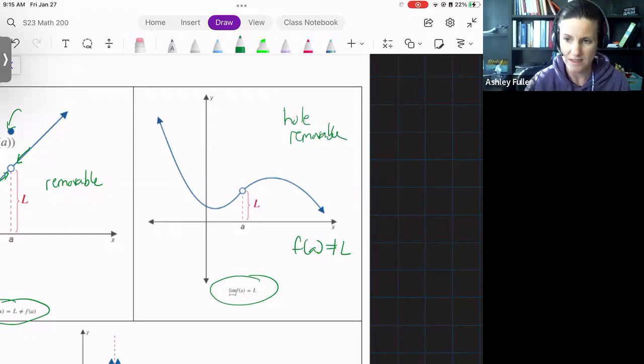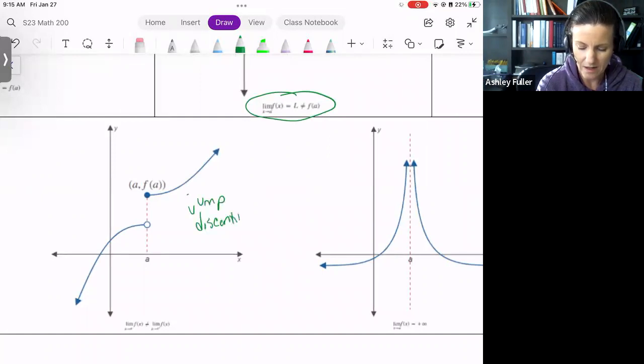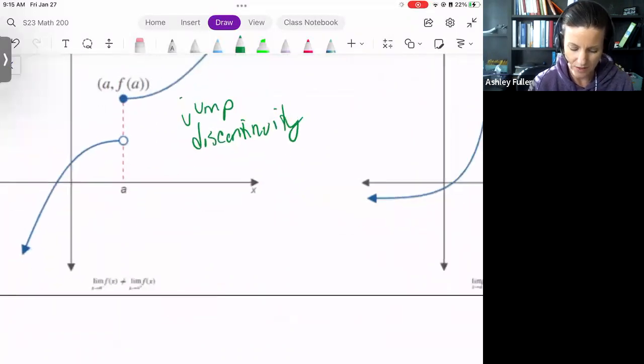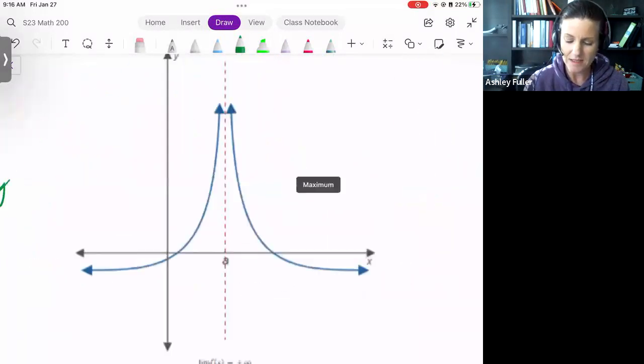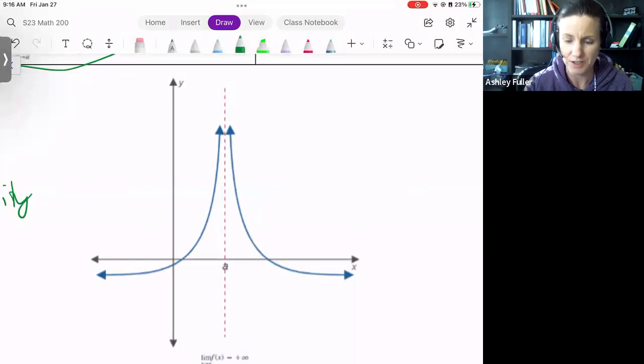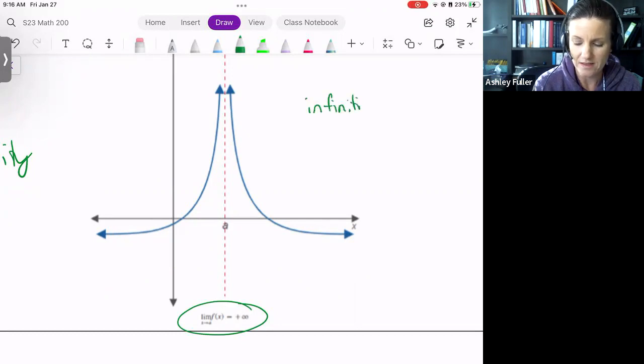Another option for discontinuity is called a jump discontinuity. And in a jump discontinuity, you'll notice that the limit from the left does not equal the limit from the right, or it can be simplified to say that the limit itself does not exist as x approaches A. And finally, we see here that the limit of the function approaches positive infinity, so it does not reach a real number, and thus the function is discontinuous. And this is called an infinite discontinuity.